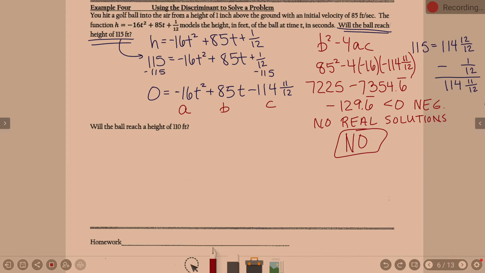Now, I wasn't going to take time to do the next part. The next part just changes the number to 110. So basically, you change the 115 to 110 and redo the problem. On the first one, if you're trying to work it, it's not a real solution. On the 110, it works out to be a yes, and that's because you get a positive value.